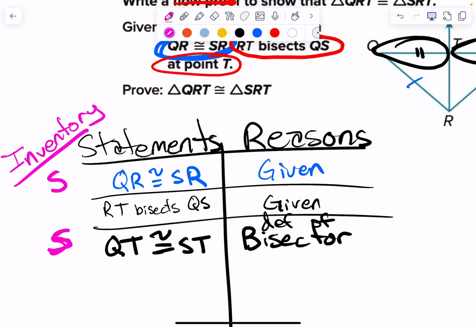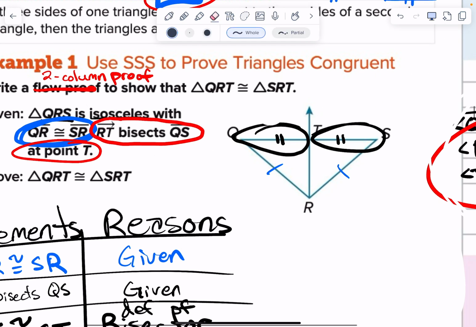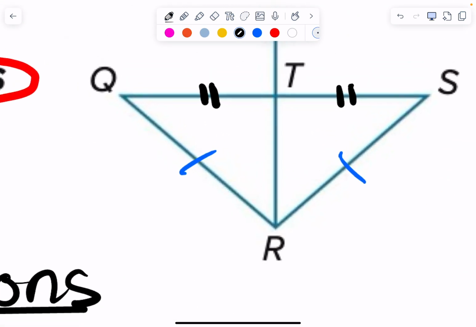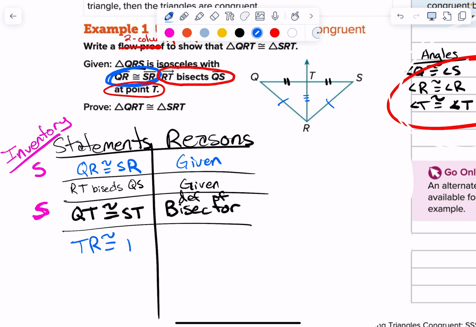What do I need left? Third side. I need a third side. Okay. So which side am I missing? I'm missing this third side. 1, 2, 3. Reflexive property. TR is congruent to TR by the reflexive property. And that's it? Okay? That's my third side in my inventory.